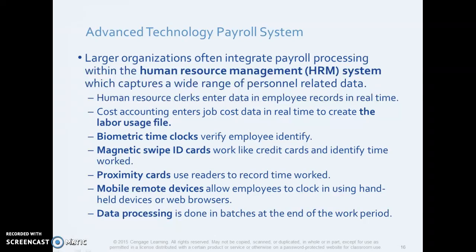Cost accounting enters job cost data in real time, so automatically. Biometric time clocks verify employee identity. So we have magnetic swipe ID cards, which work like credit cards and identify time worked. Proximity cards use readers to record time worked. Mobile remote devices allow employees to clock in using handheld devices or web browsers. Data processing is done in batches at the end of the work period.